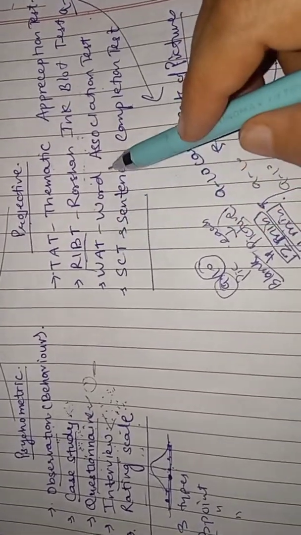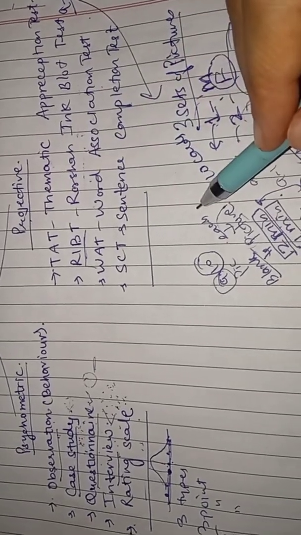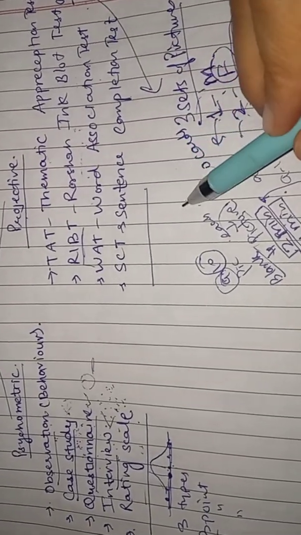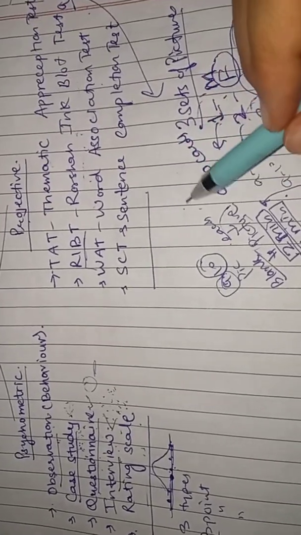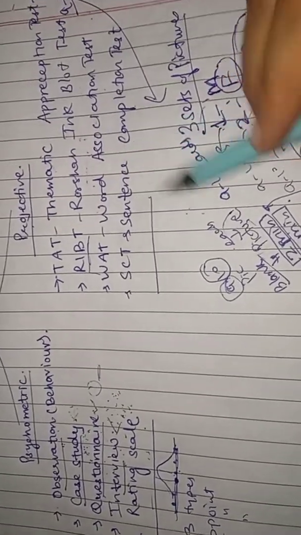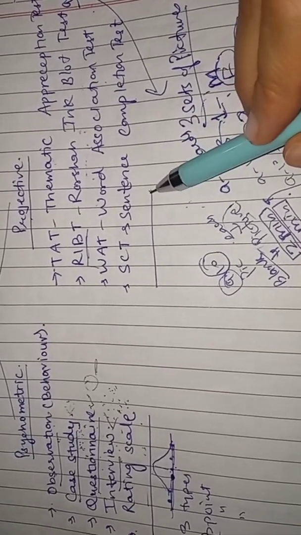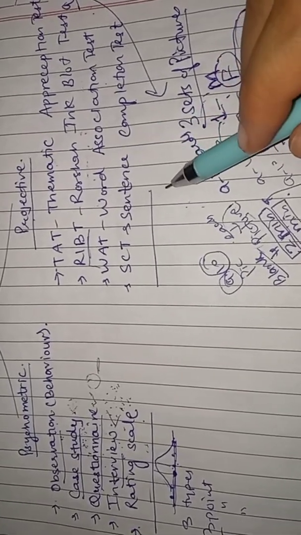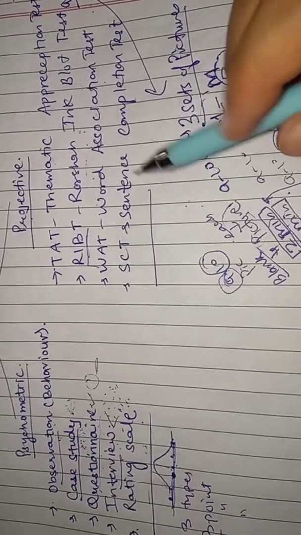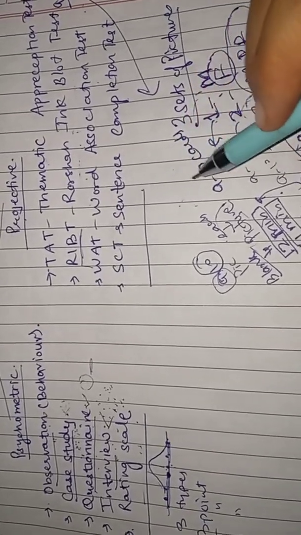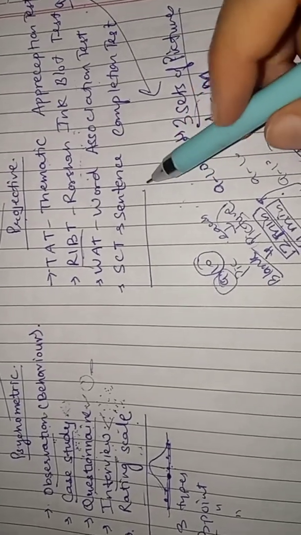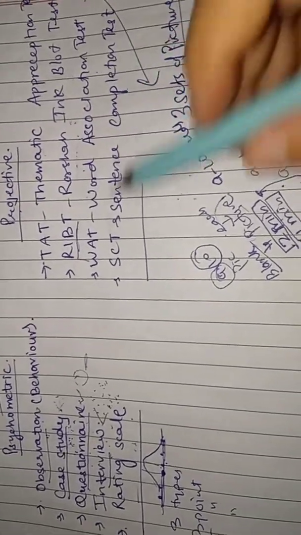So this is called WAT. One word will be spoken by the psychologist, and the client is supposed to make an association with that word. But the most important thing about WAT is that you will not be given any time to think about the associated word. The moment I say red, immediately you should say rose. So that is called the word association test.